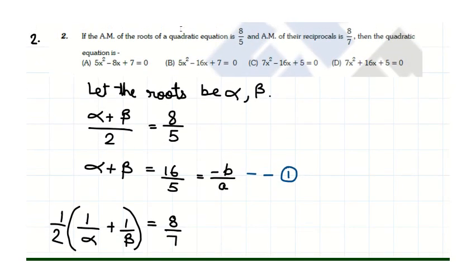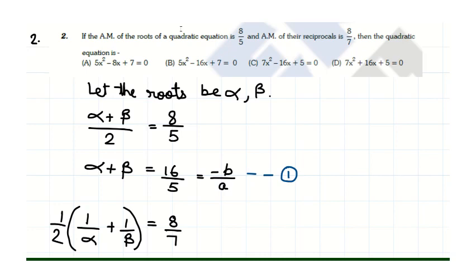In the second question, it is given that the AM of the roots for a quadratic equation is 8 by 5 and the AM of the reciprocals is 8 by 7. We need to find the quadratic equation. We can assume the roots to be alpha and beta. We know that alpha plus beta is minus b by a, where the equation is ax² + bx + c. Thus, it is given to us that (alpha plus beta) by 2 equals 8 by 5. Thus, we get alpha plus beta, that is minus b by a, equal to 16 by 5.